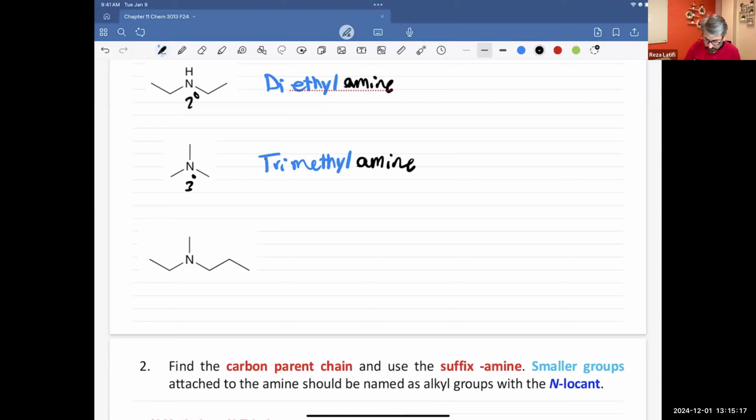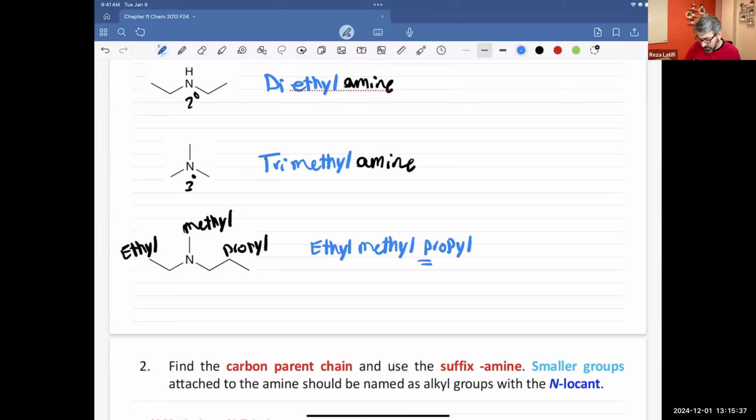Okay, we have propyl, methyl, and the last one is ethyl. So I go ethyl, methyl, propyl. I alphabetize them, and then I'm going to add amine to the end of the name. So this one will be ethyl, methyl, propyl, amine.